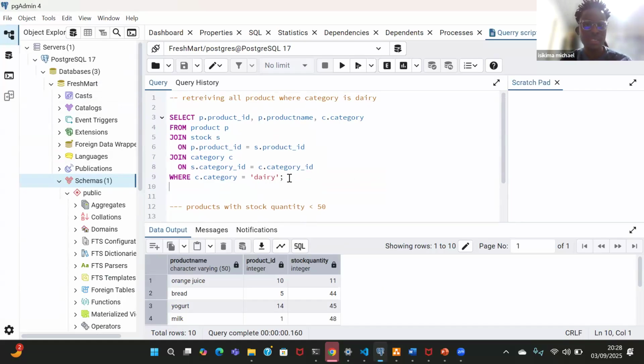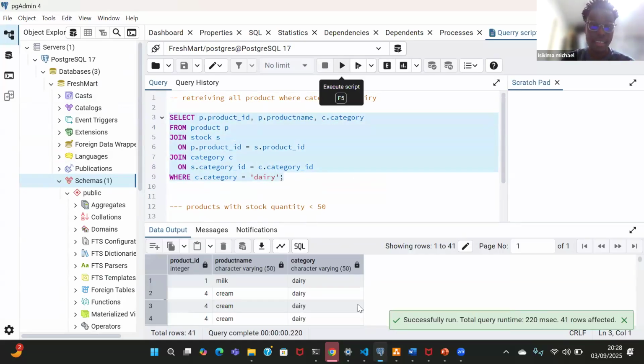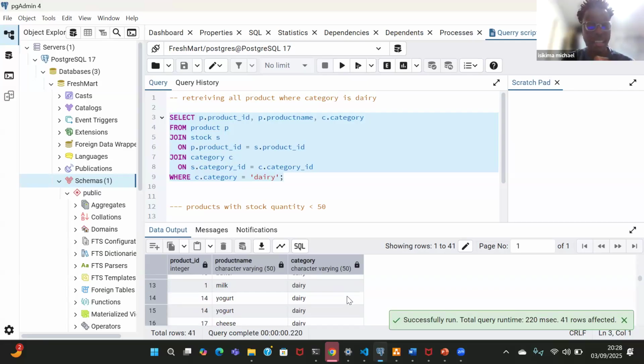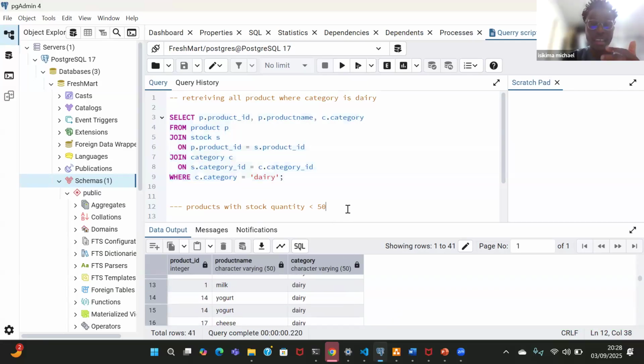So if I want to retrieve all the products where category is dairy, I can just simply run this query and then boom, I have what I have here. And there are a lot of queries that you can run as well. If you want to see this project and understand it, the link to my GitHub repo for this project is there. You can download it, take a look at it, and yeah, that's what I've been up to.